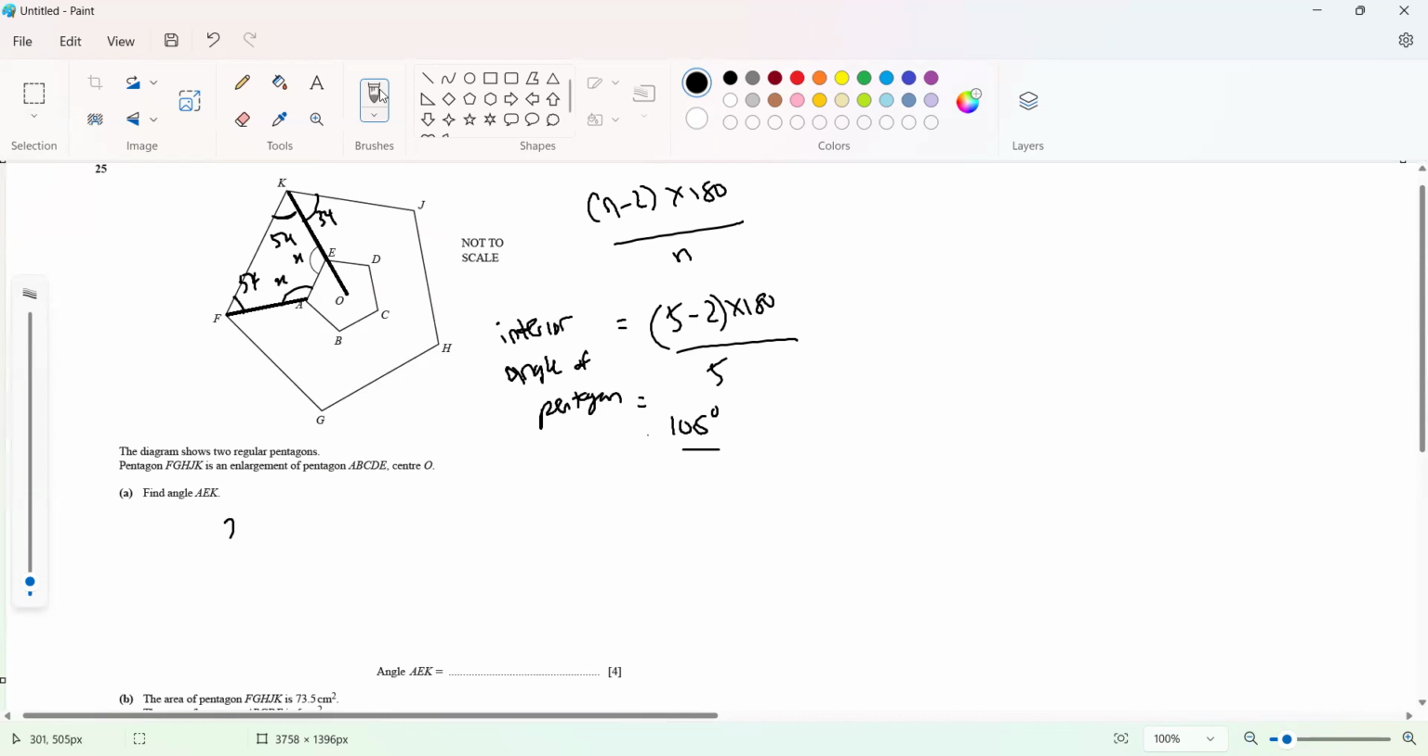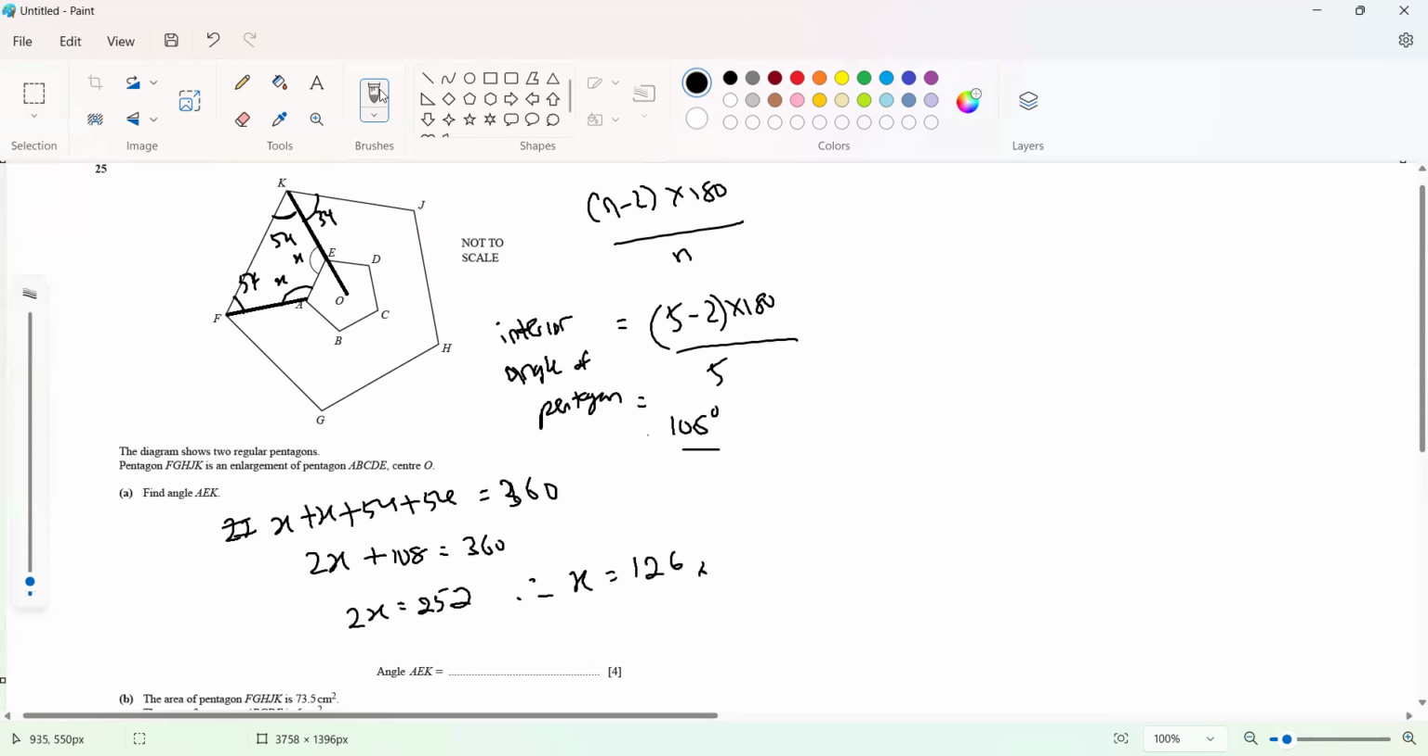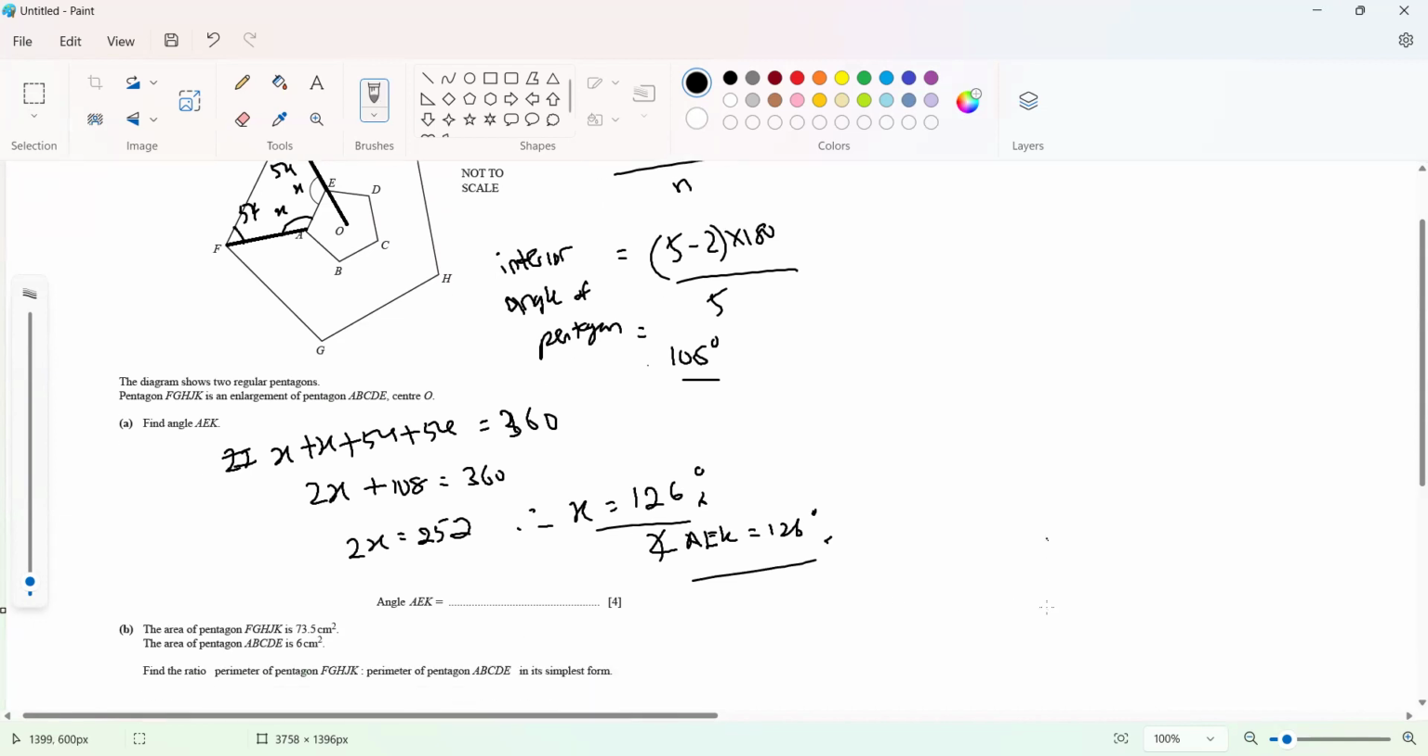So in other words, 2x plus 54 plus 54 equals 360. So we have 2x plus 108 equals 360. 2x equals 252. Therefore, x equals 126 degrees. So angle AEK is 126 degrees. So that is done for part A.